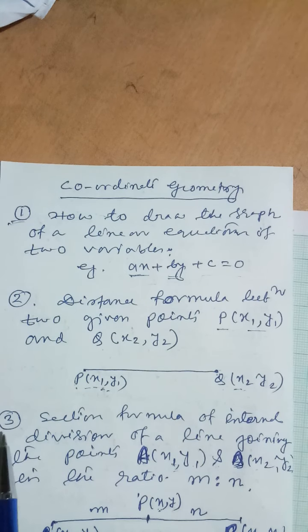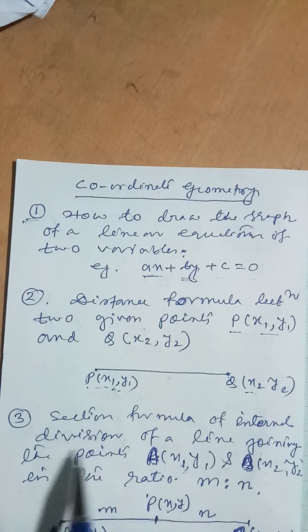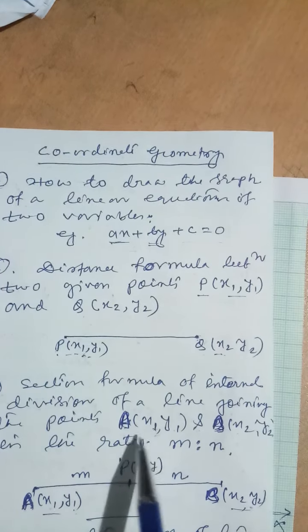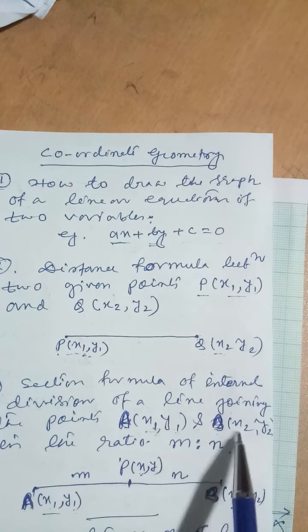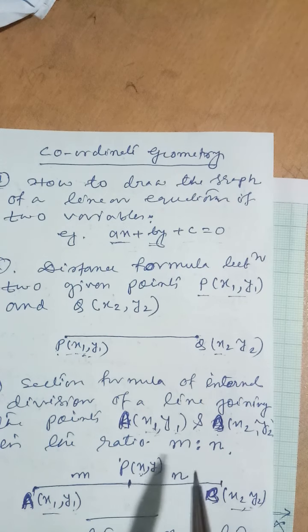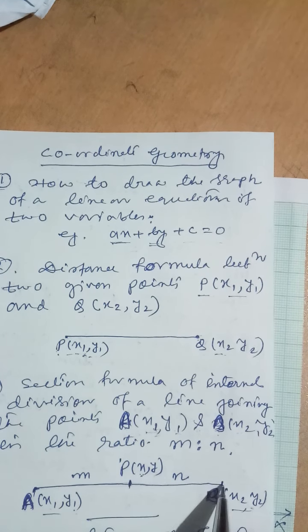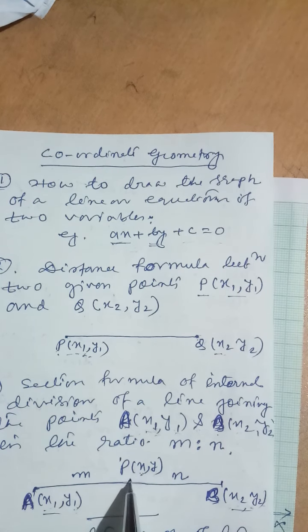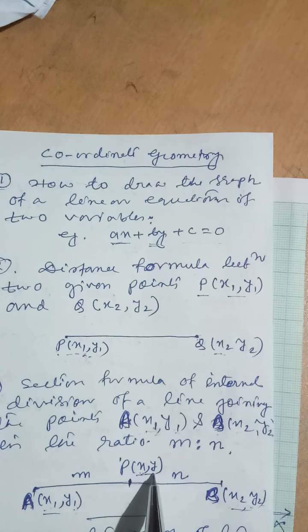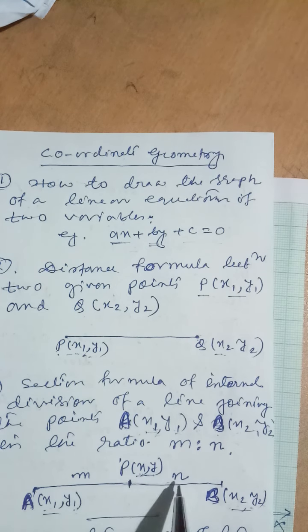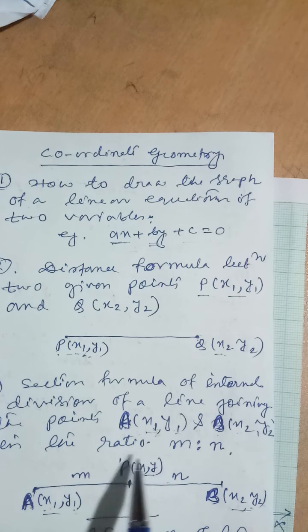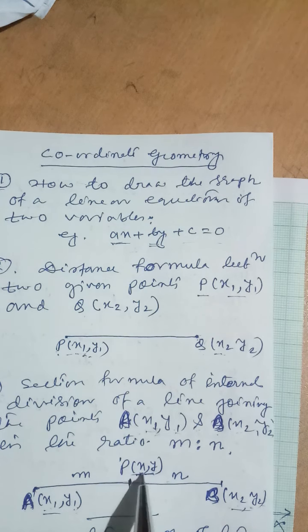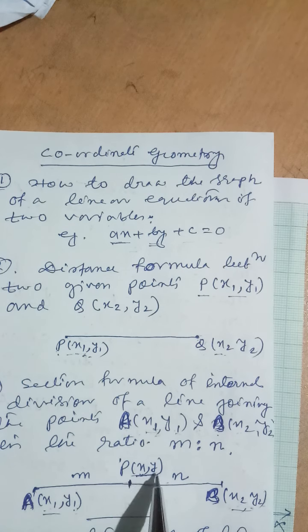Then third one is the section formula of internal division of a line joining the points A(x1, y1) and B(x2, y2) in the ratio m is to n. Here this AB is the line segment joining the points A(x1, y1) and B(x2, y2). At the point P, this line segment is divided internally in the ratio m is to n, whose coordinates are (x, y), so that by the section formula we can find the coordinates of this point P, that is x and y.